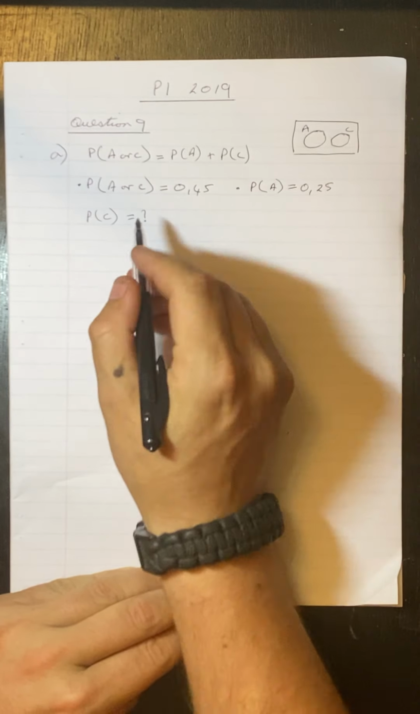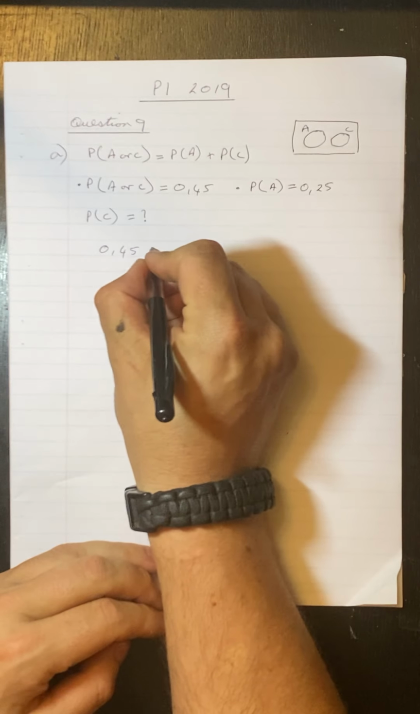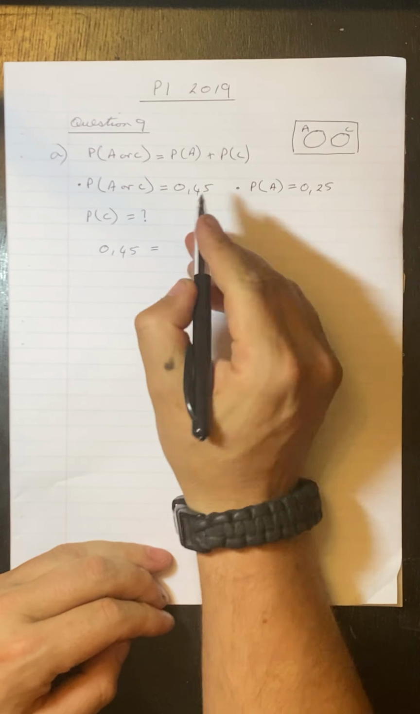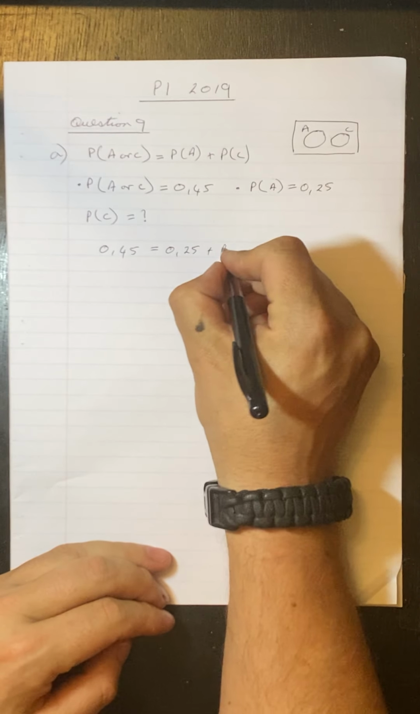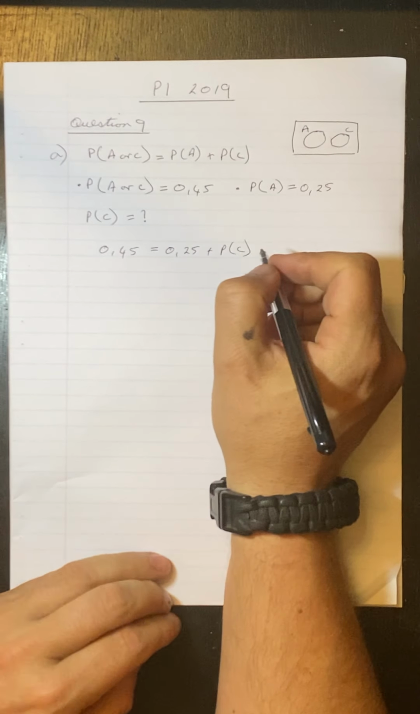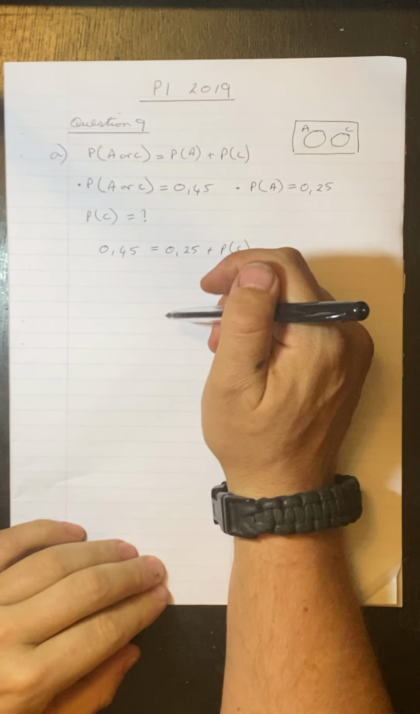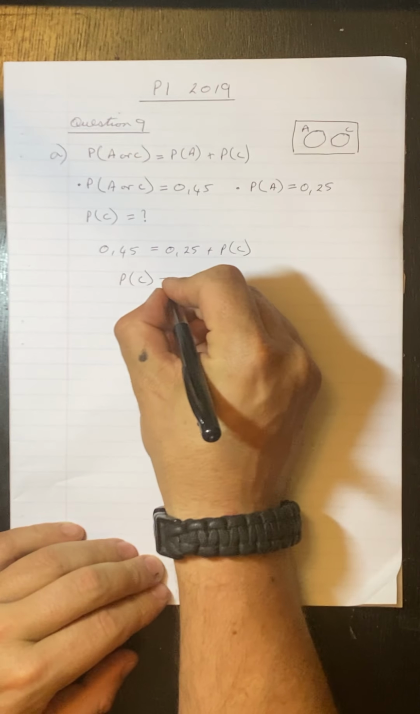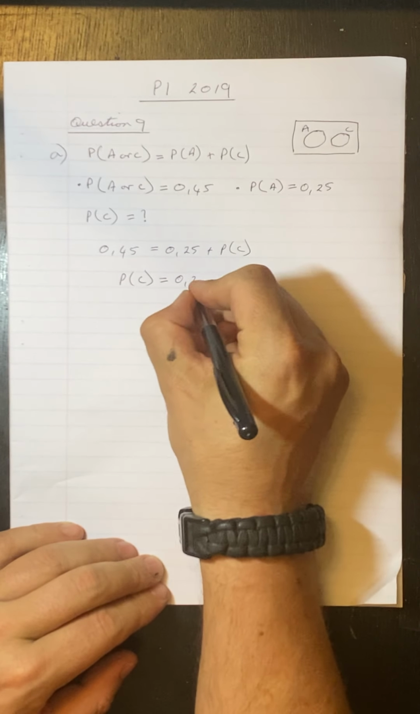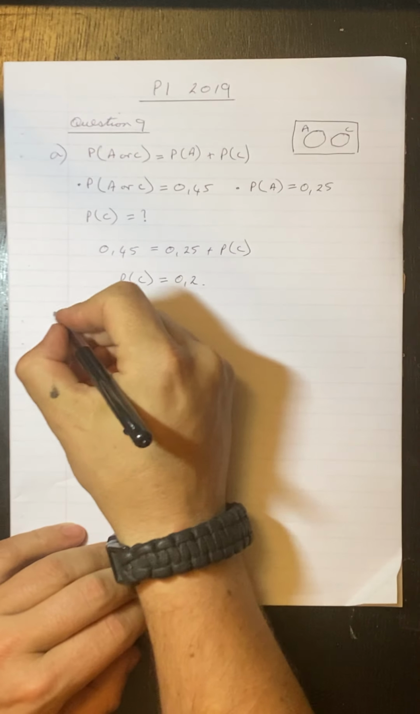So the probability of A or C is 0.45, equals the probability of A, 0.25, plus the probability of C. So we just take the 0.25 to the other side and subtract, and we get the probability of C is equal to 0.2. As easy as that. Okay. Question B.